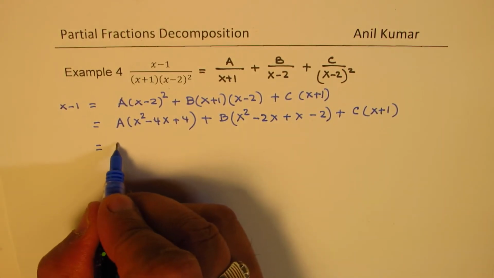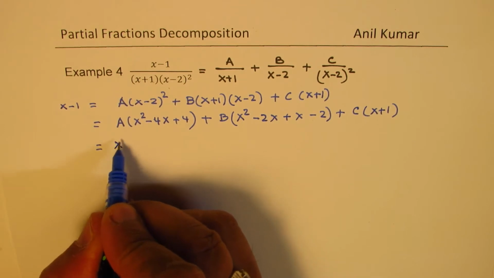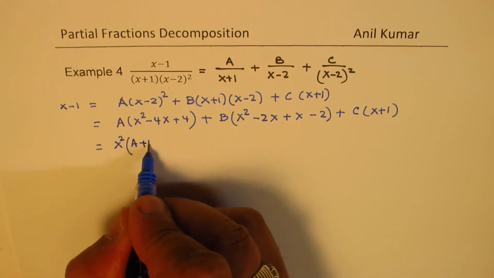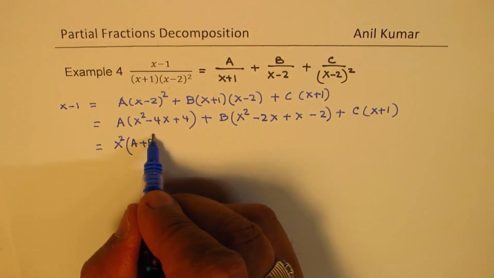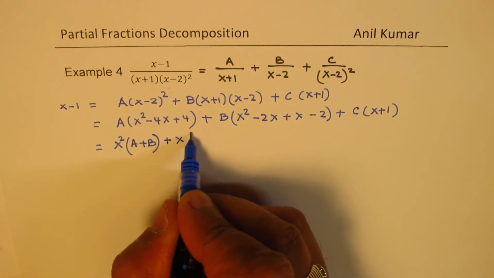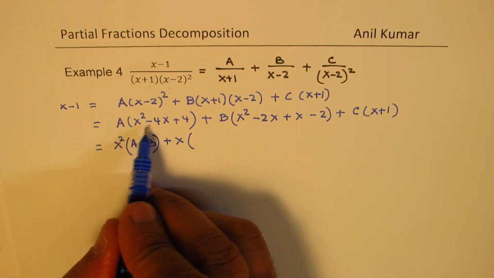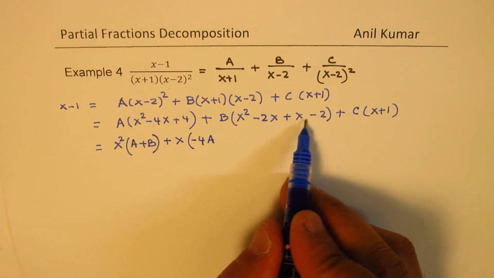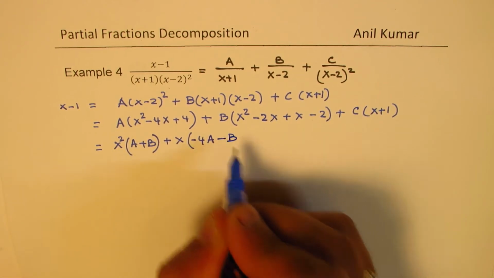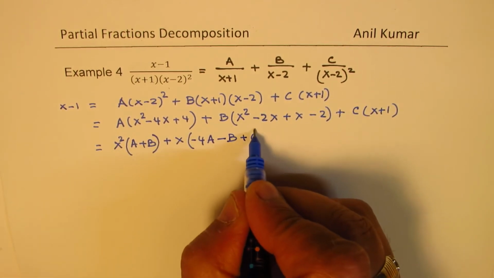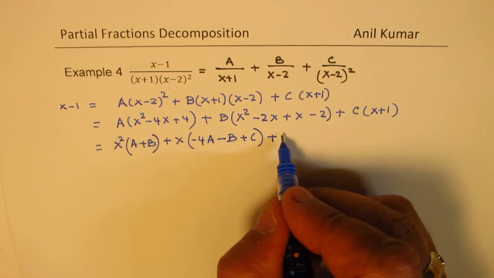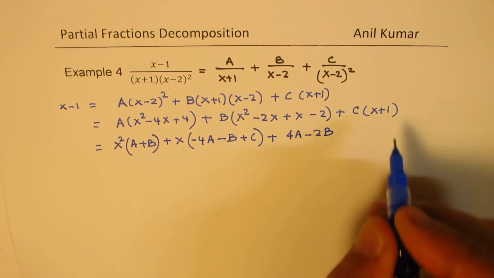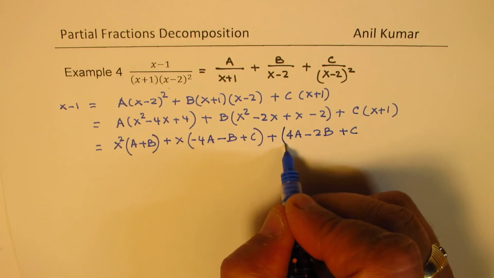Now we can combine the terms to get x square and x terms together, right? So let me go one more step. We'll write x square first, and we get a from here. In this case, we get plus b. Here we do not have x squared term. Now let's look for x terms. As far as first a is concerned, minus 4a. Minus 2x plus x is minus x, so we get minus b here, and here we get plus c. Now the constants, we get 4a minus 2b plus c. So that becomes the constant.